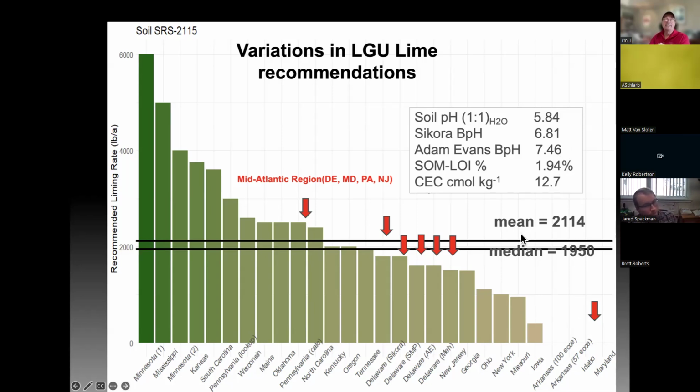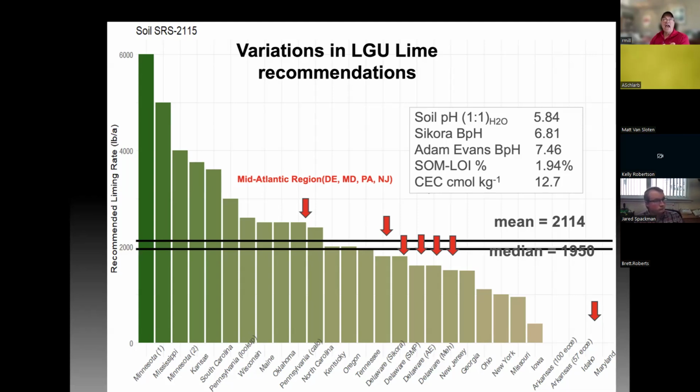It was really quite astonishing. Now, if you'll look here, a majority of the labs are right here in the center, right around that 2,000. But there is more than a third of the labs that are over recommending lime based on their calibrations. And let's say 15% of the labs are making no lime recommendations. And it's because they've all been done at different times in different places, and they calibrated in their own backyards. So this was quite astonishing to me.